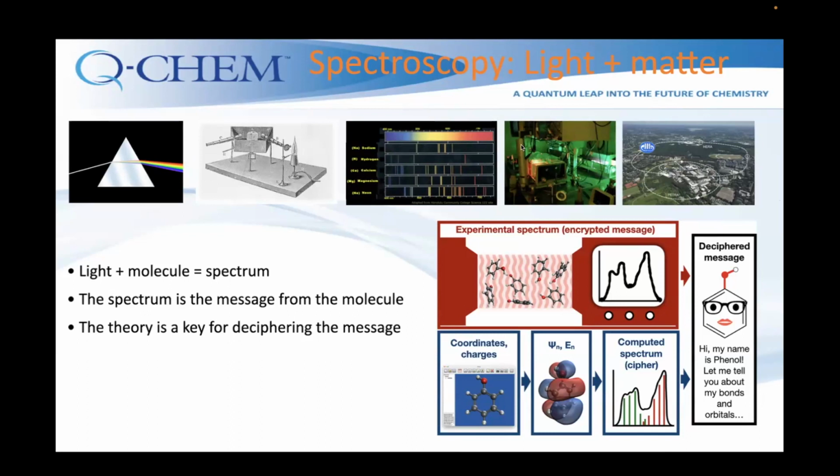So light interacting with a molecule gives us a spectrum. I think about the spectrum as a message from the molecule. The molecule tries to tell us something. It tries to talk to us. But the problem is that the message is coded, and we need a cipher to decipher it. We need a key to read this message. This key is given by theory, by quantum mechanics, and ultimately by quantum chemistry, which allows us to connect these spectral shapes to details of molecular structure and molecular orbitals and so on.